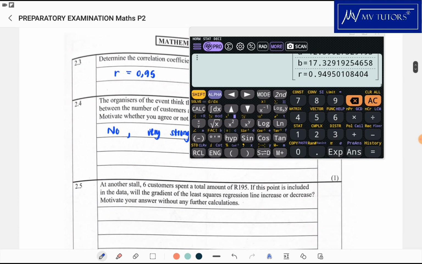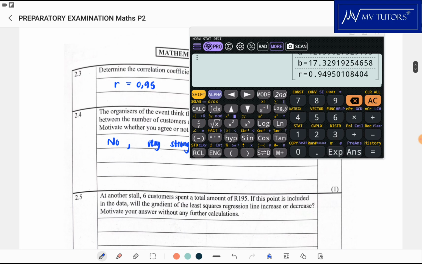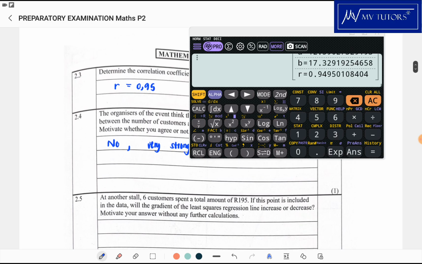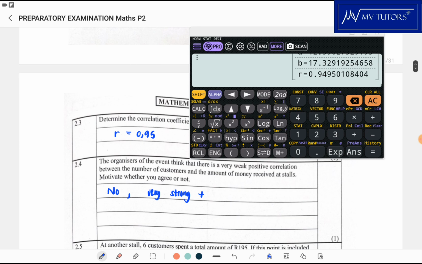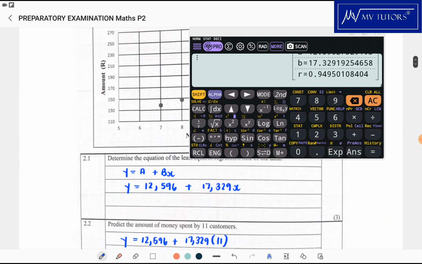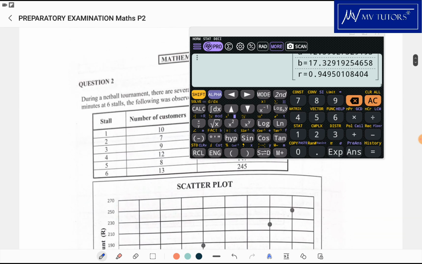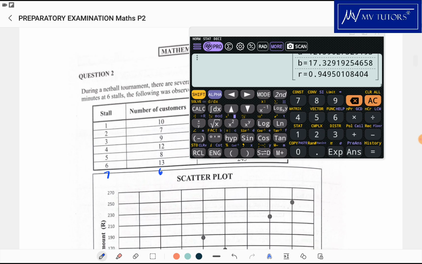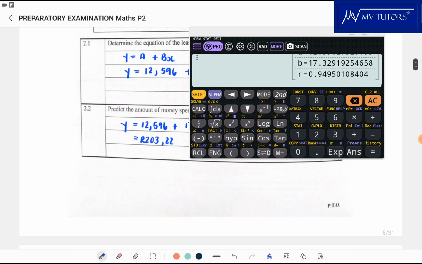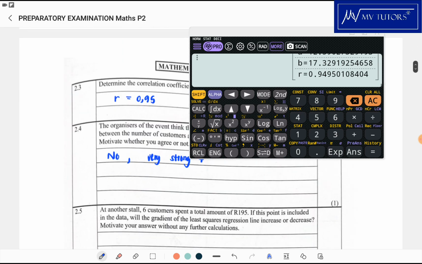In any case, 2.5 says at another stall, 6 customers spent a total amount of 195 rand. So at another stall, maybe stall number 7, there are 6 customers and they have spent what? Let's have a look again.